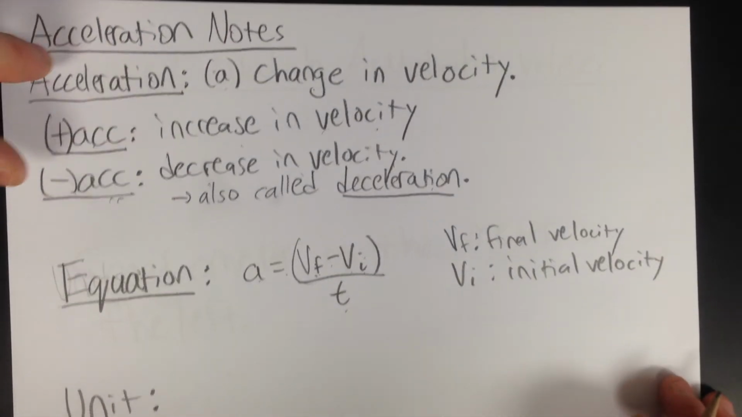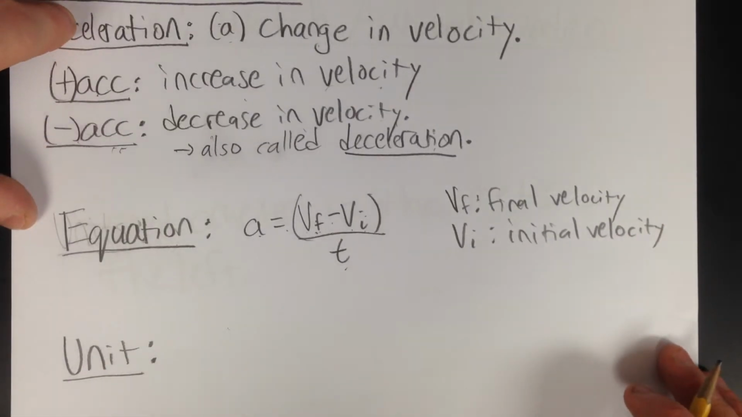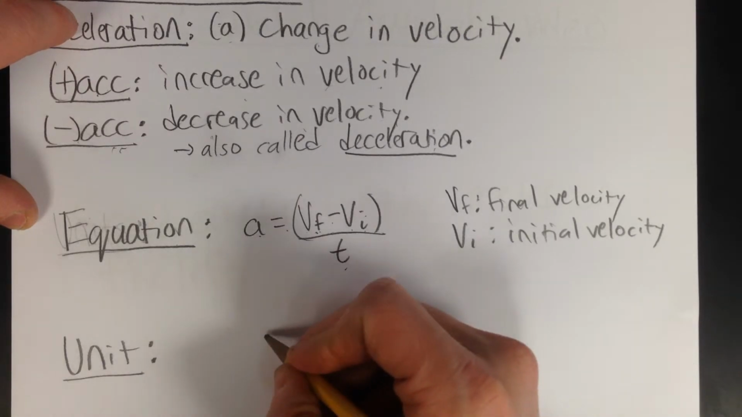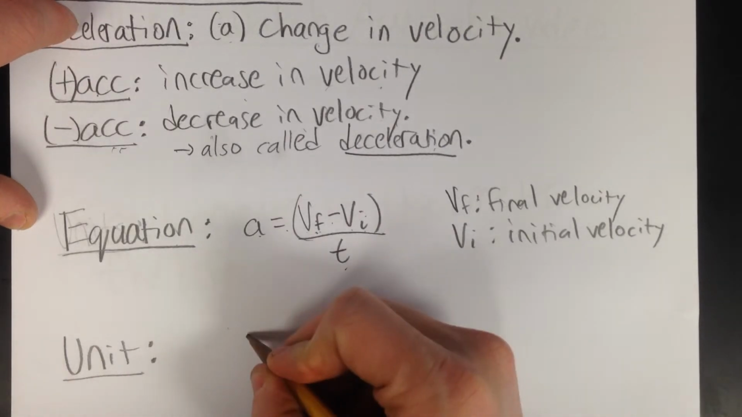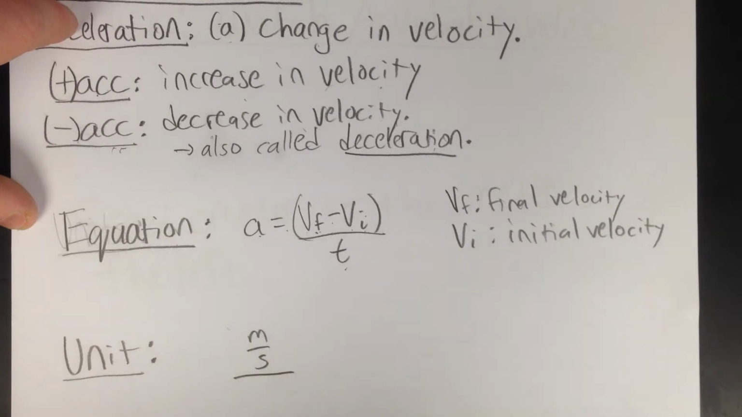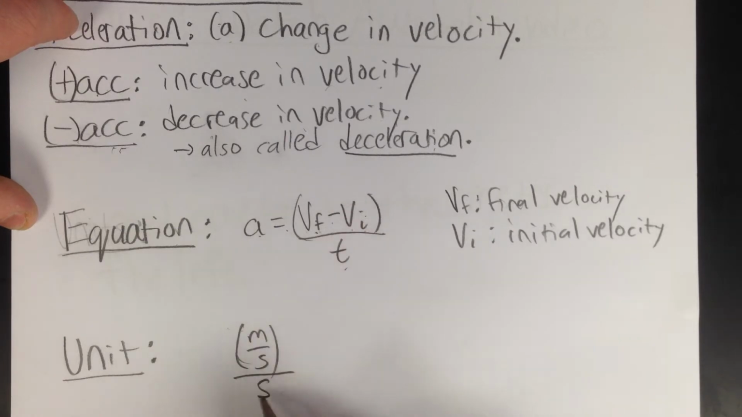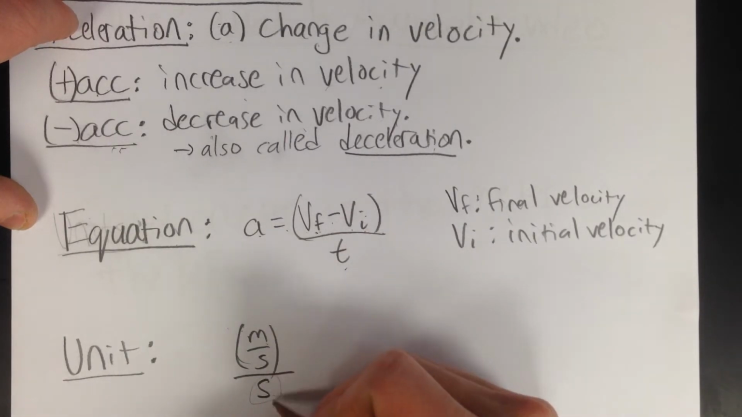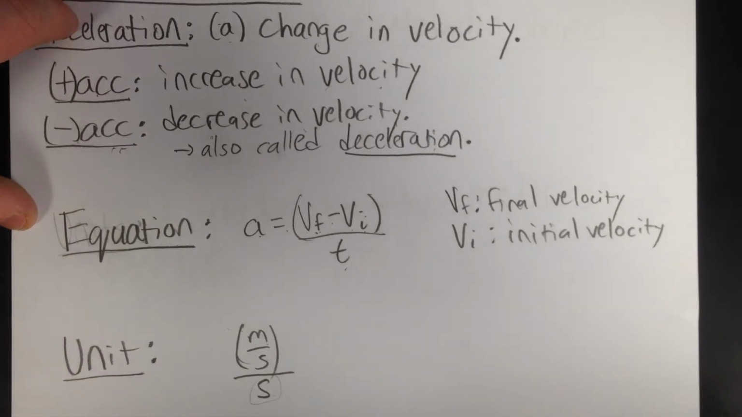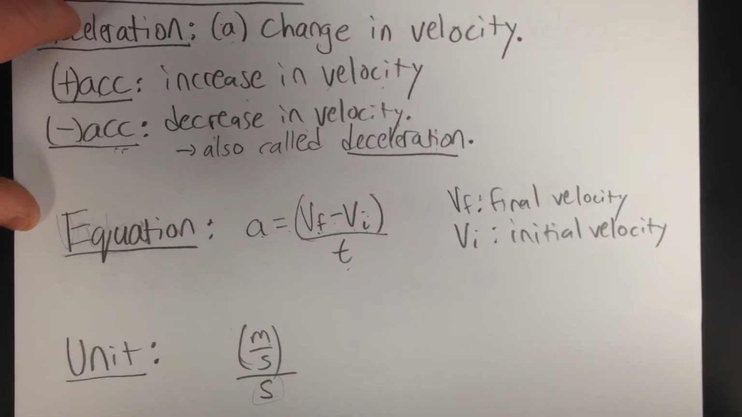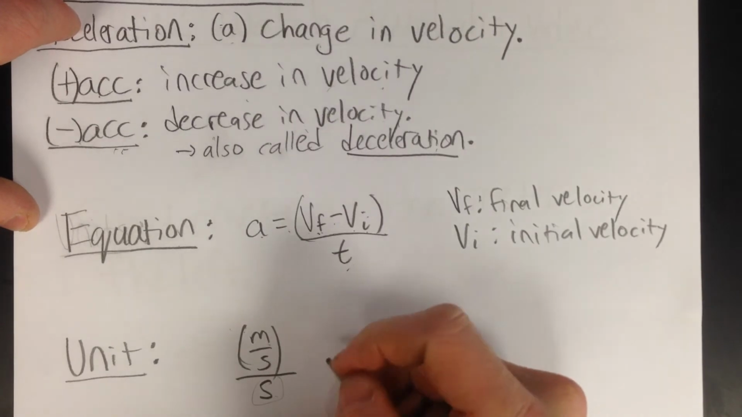All right. Last, the unit for acceleration is derived from the unit for velocity on top. That's meters per second is the unit for velocity. And the unit for time on the bottom. So meters per second on top from velocity, and seconds comes from time. Alright? So meters per second is a good unit for velocity.